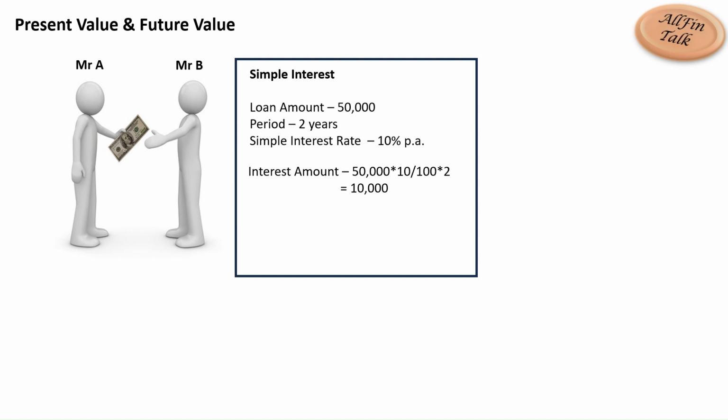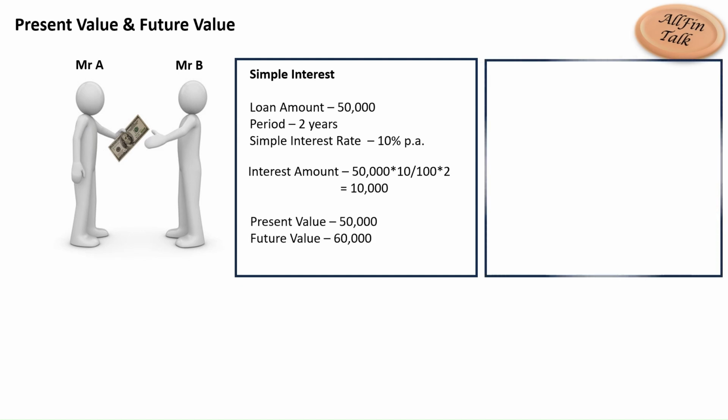When we add this to the principal amount, we come to our present value and future value. So the present value is the original amount lent by Mr. A to Mr. B, and the future value is the amount which Mr. B would pay back to Mr. A, which is principal amount plus interest, 50,000 plus 10,000, which comes to 60,000.